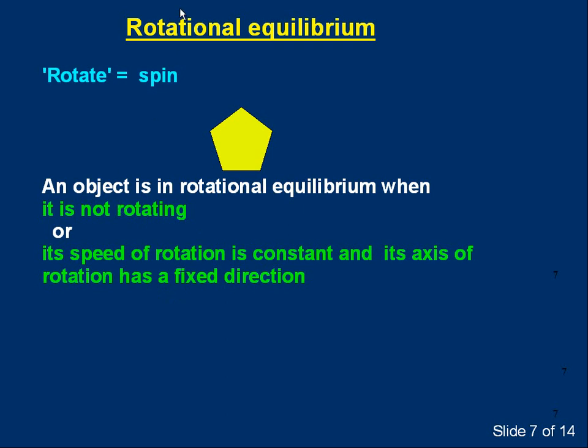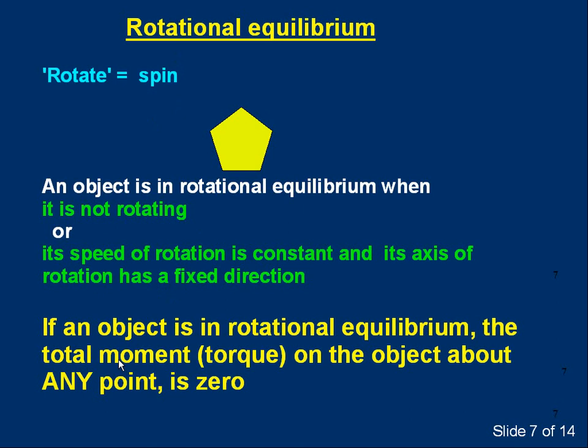And what can we say about an object in rotational equilibrium? Well, if an object is in rotational equilibrium, the total moment or total torque on the object about any point is zero. Because it's not rotating about any point. It's not rotating about the middle, not rotating about the corner, not rotating about some other point outside it. So we've discussed this in the lesson on the principle of moments, but let's just remind you that if it's in rotational equilibrium, the total moment about any point you want to choose is zero. That's very useful. That helps us solve problems.